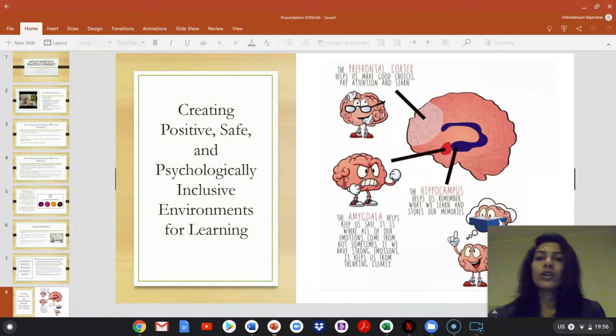So the prefrontal cortex receives all the information and assimilates it, and it allows you to make informed decisions. The hippocampus is responsible for your learning and your storage of memory. The amygdala is very important for the regulation of emotions, fear, sadness, anger, everything. So that regulates all your emotions.